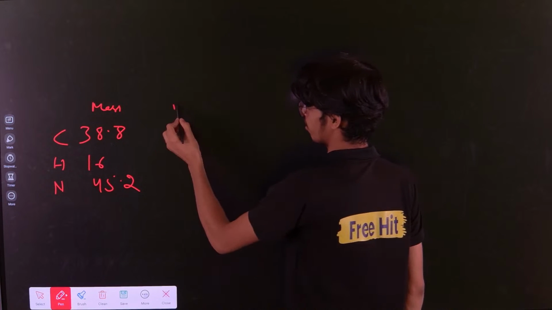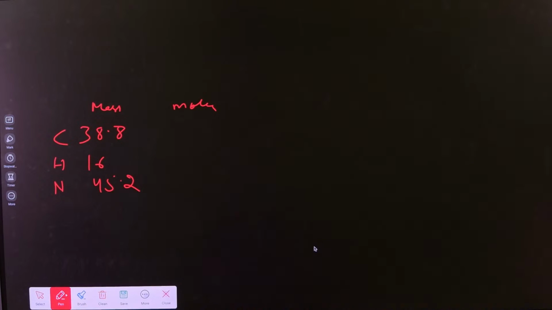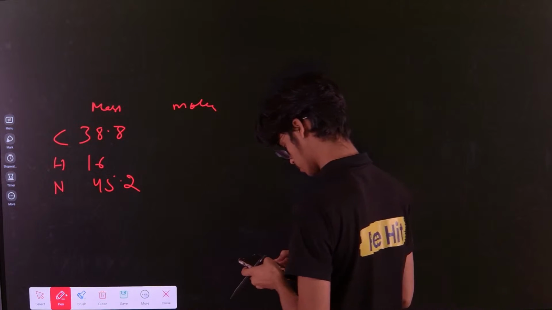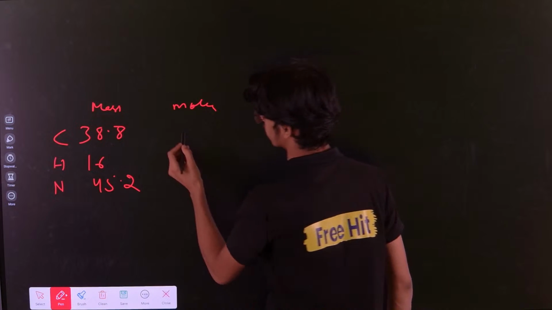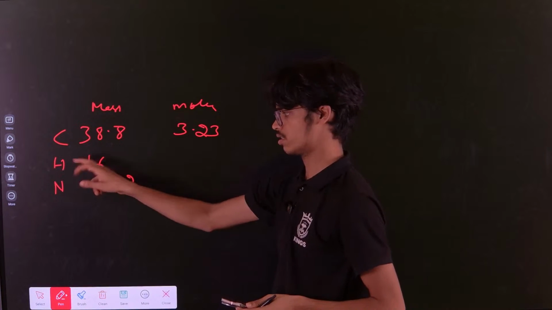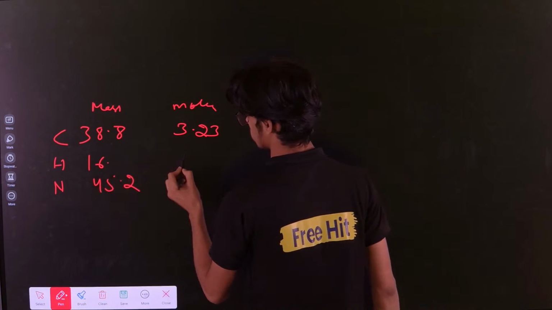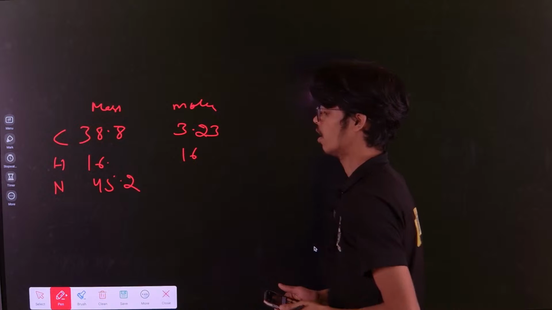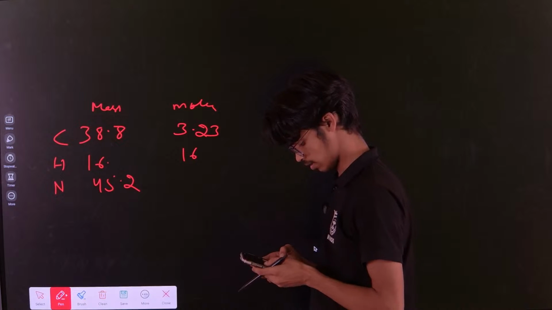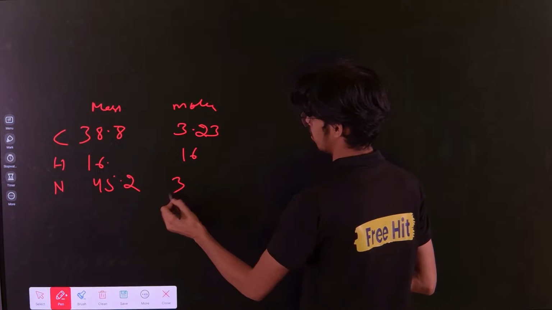Now you have to find the number of moles. How do you find the number of moles of carbon? You just have to divide 38.8 by 12. It is 3.23. Got it? Again, now hydrogen is 16. So 16 divided by the mass of hydrogen, 1. So 16 divided by 1 is 16. Got it? Again, 45.2 is the given mass. The molar mass of N is 14. So 45.2 divided by 14. I can use a calculator, you guys can't, okay, remember this, 3.22.